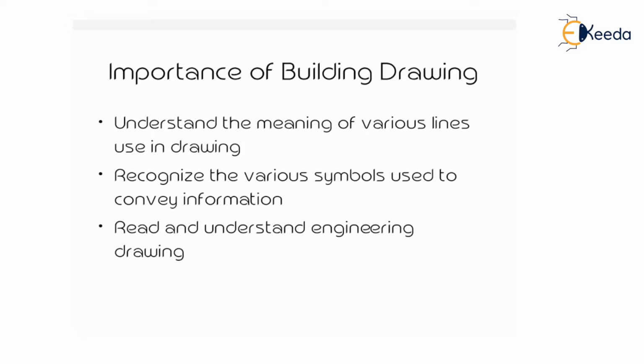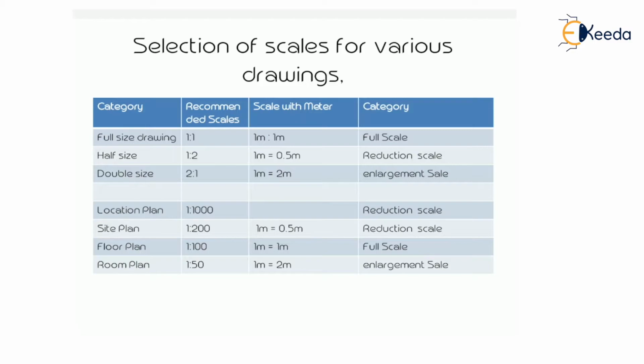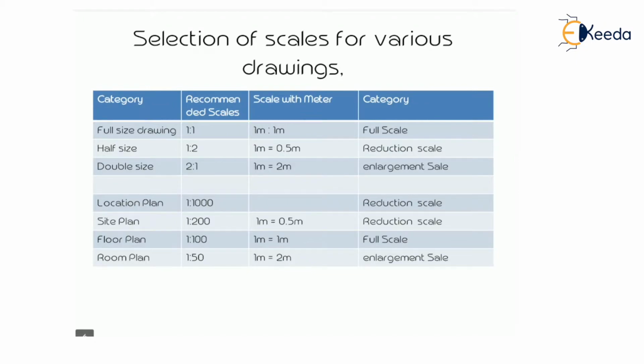Okay, now we can see the selection of scale for various drawings. Full size drawing, half size and double size. Full size means we take 1 meter equals 1 meter, with no change in the dimension. Half size means 1 is to 2 scale. It means that 1 meter equals 0.5 meter. It means we reduce the scale. Then double size means 2 is to 1 scale. It means that 1 meter equals 2 meter. In that case, we enlarge the scale.